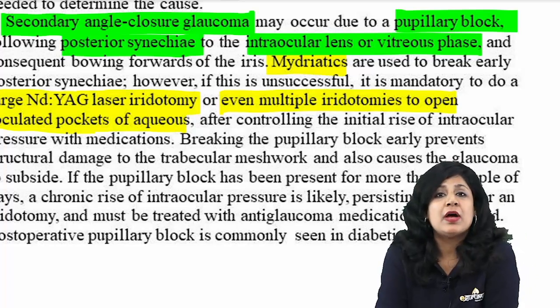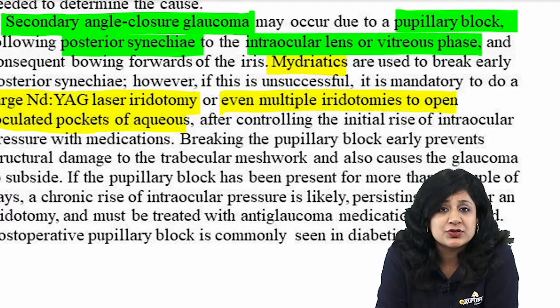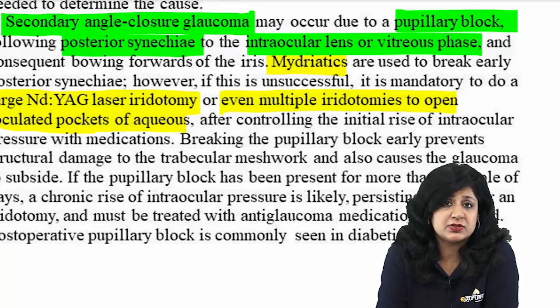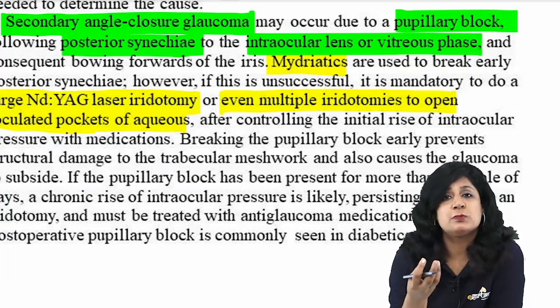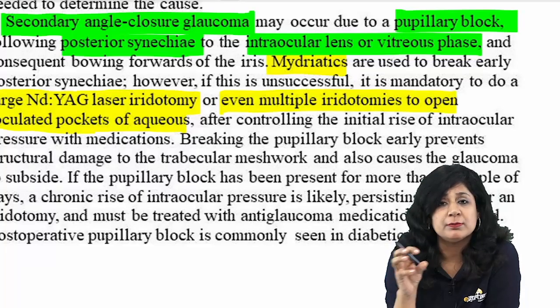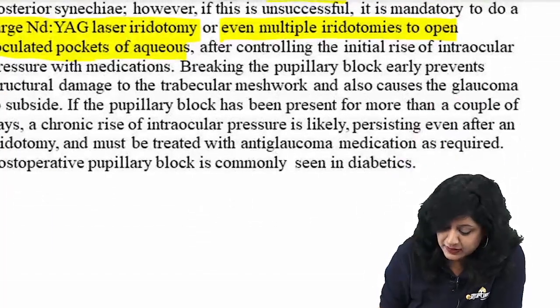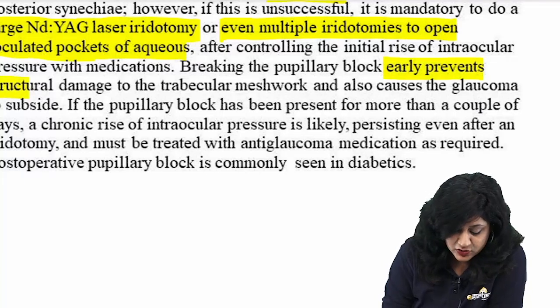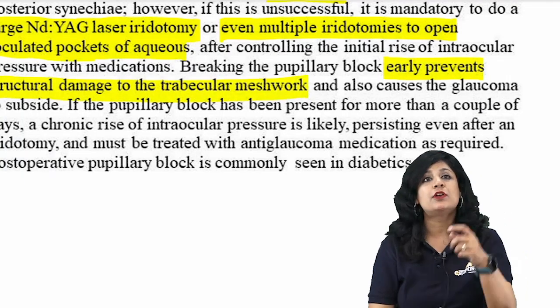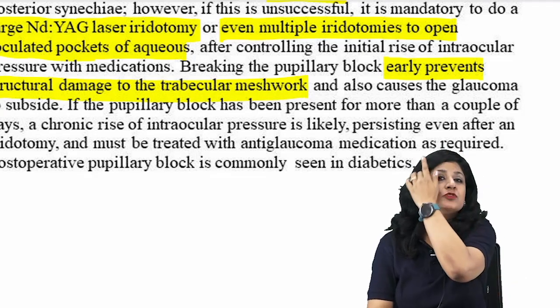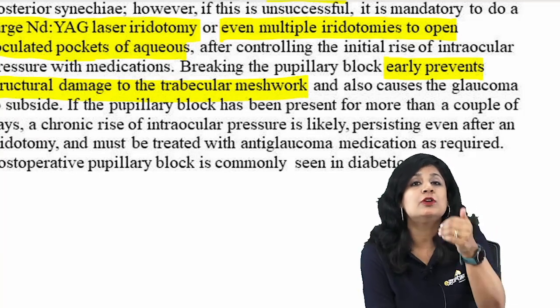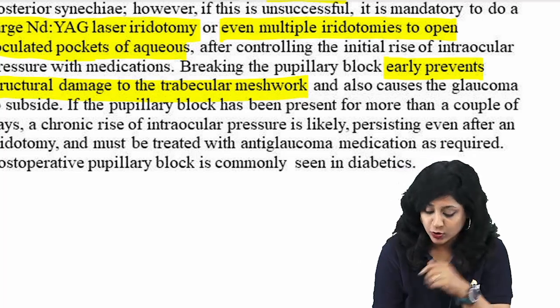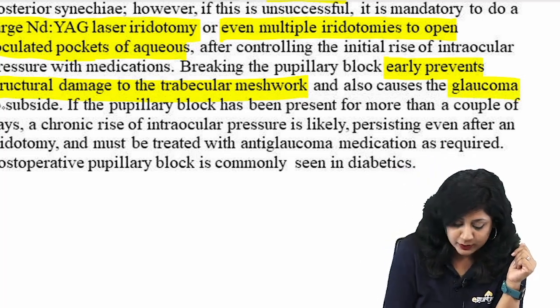So, if you have the multiple synechial adhesions which are taking place, then what happens? Many times you have to create the iridotomy or even multiple iridotomies because there is so much aqueous humor collected behind the iris that it has formed pockets. So, breaking the pupillary block early prevents structural damage to the trabecular meshwork, because if you are not breaking this block, then slowly and gradually there will be structural damage to the trabecular meshwork. Today it is just the angle closure glaucoma, tomorrow it will also be complicated by open angle glaucoma.